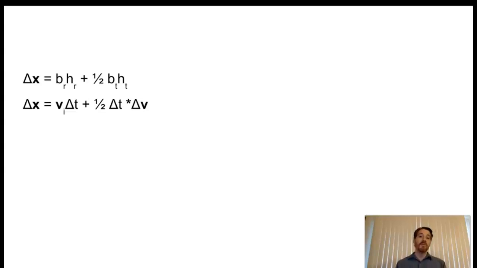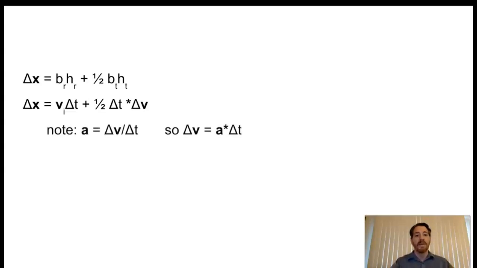And one of the things that's useful is to note that I can actually replace delta v with some other symbols. The acceleration of an object is defined as delta v over delta t. So I can rearrange this for delta v. I can solve it for delta v equals the acceleration times delta t. And what I want to do is I actually want to take this delta v in this equation and replace it with something it's equivalent to, which is a times delta t.